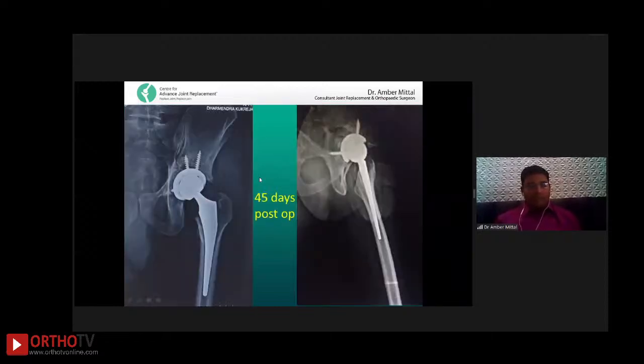So I used multi-hole cups and put some screws above as well as here. I did not try to correct this deformity because it was very rigid. So there was no chance of reduction at 3 months, and also because of the healing by the body itself over a period of 2.5 to 3 months.